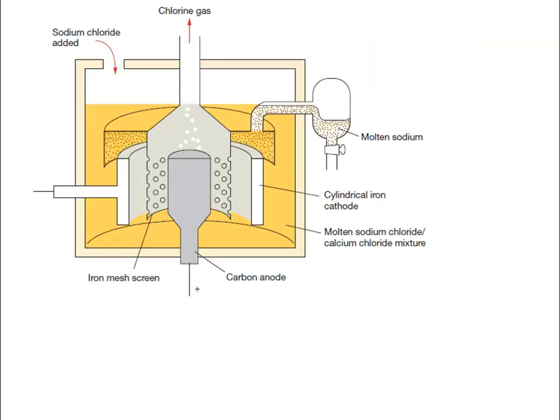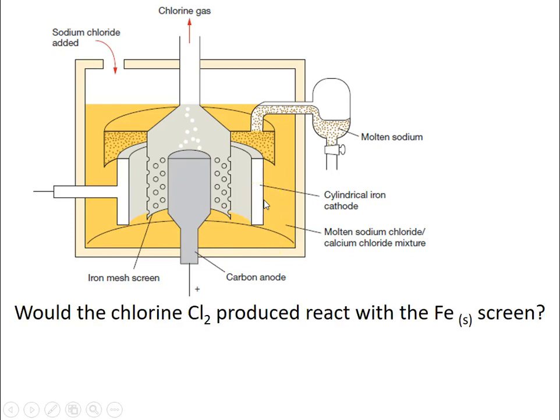Okay, this is in your textbook, I think. Same sort of thing, just a different type of drawing. So the carbon anode, where the electrons are coming from, and the cathode. So we've got this screen, this extra screen to prevent it, and it's made of iron. So it prevents the chlorine reacting with the sodium, and it's made of iron.